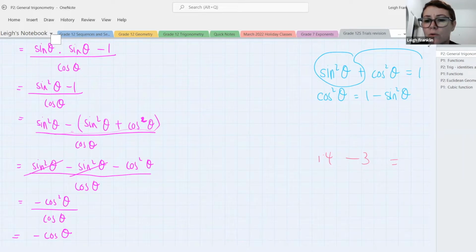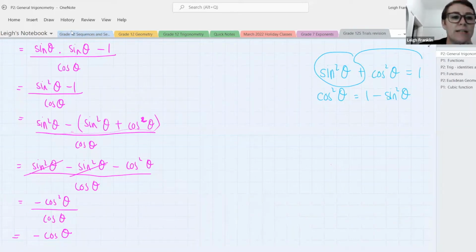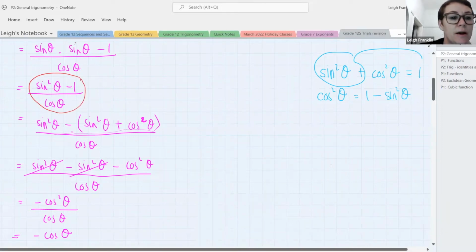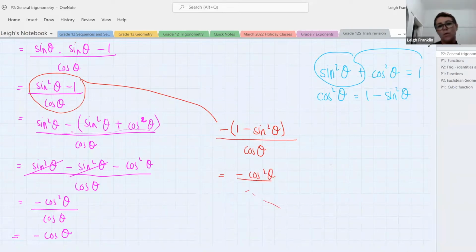Yes, ma'am. Okay, so you would have to either factorize out the negative, or you'd have to use the identity. So your alternative here, Mohammed, would be to do this. From this step here, you could also say, take out the negative, and then write this as 1 minus sine squared theta over cos theta. Then you have minus cos squared theta over cos theta.